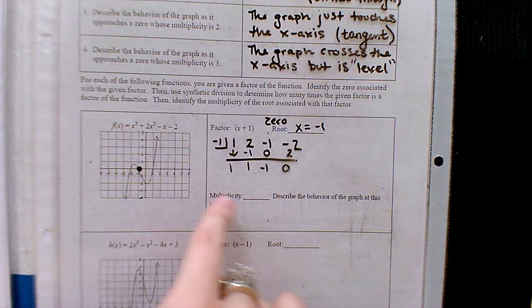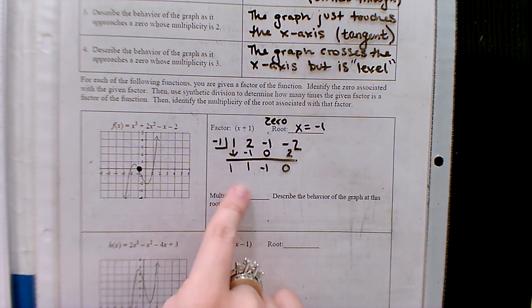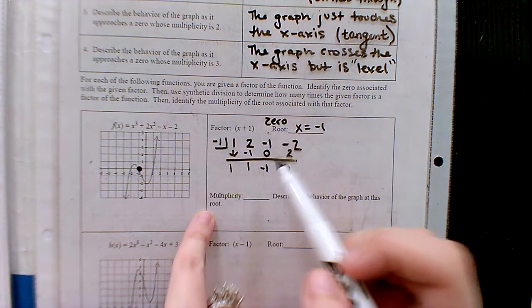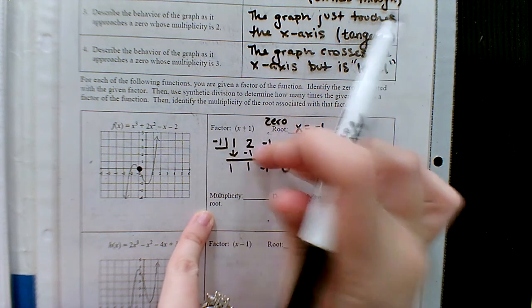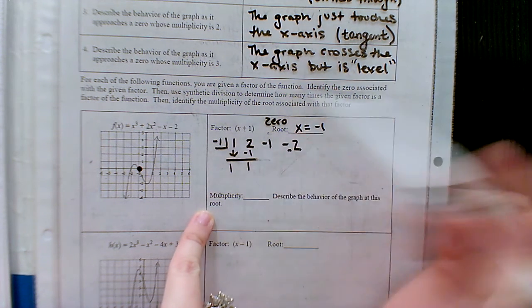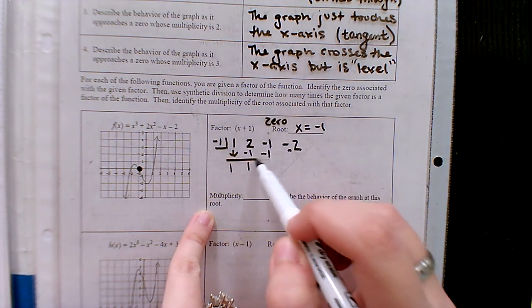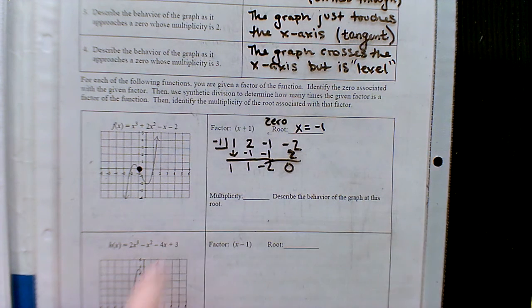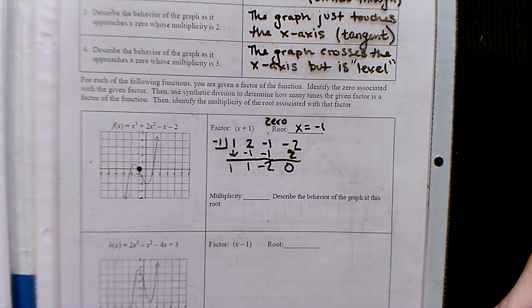Are we okay with that division? Did I miss something? I saw the hands. How'd you do the -1 times? Oh my gosh, okay. So this would be -1, -2, 2. That's better.